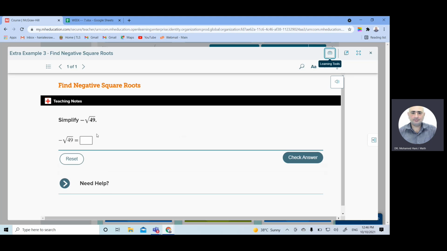Who can tell me now what is the simplification of minus radical 49? Radical 49 will be 7, and here before it we have minus. So the answer will be what? Minus 7. The answer will be minus 7.